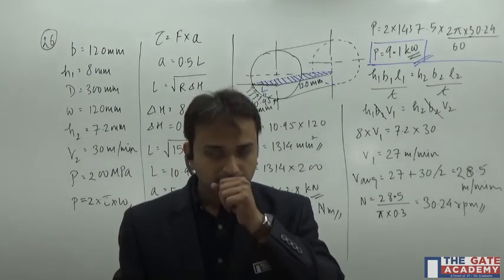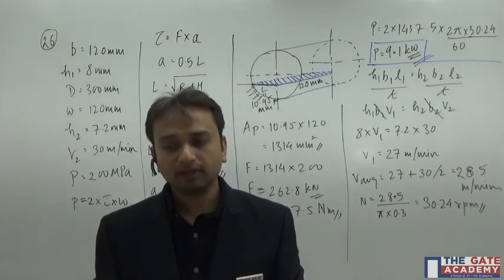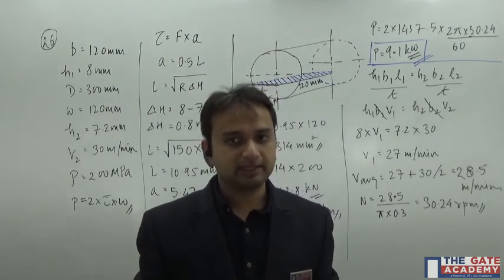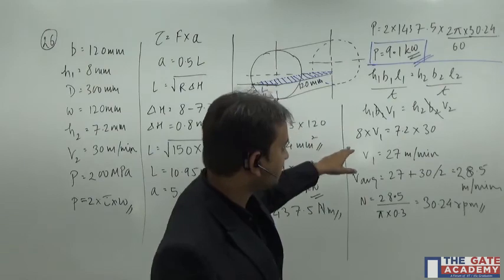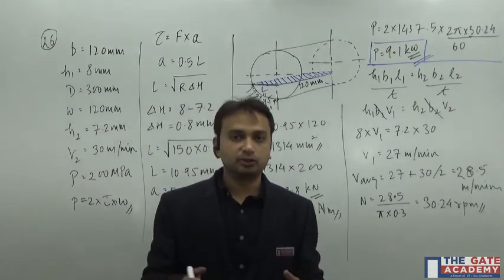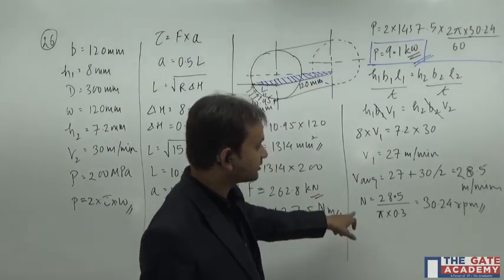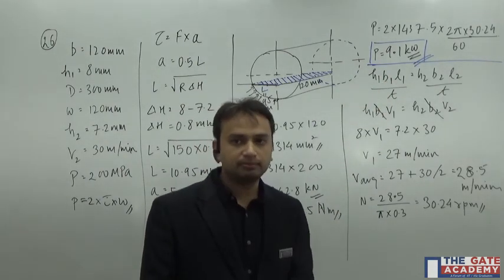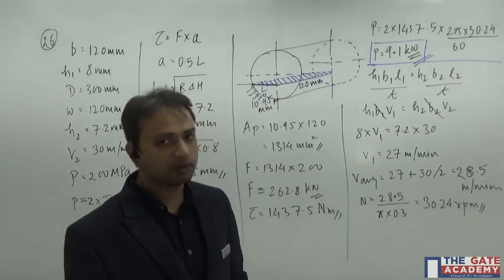So that is why we went for averaging the velocities. The initial velocity was found out in this manner. The final velocity of the strip was given to you already. We took the average, we found out the corresponding RPM, and then we used that RPM over here, and we got the power as 9.1 kilowatt.